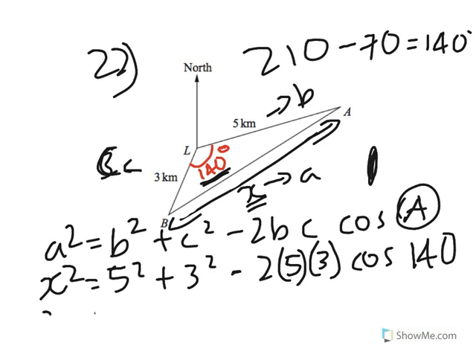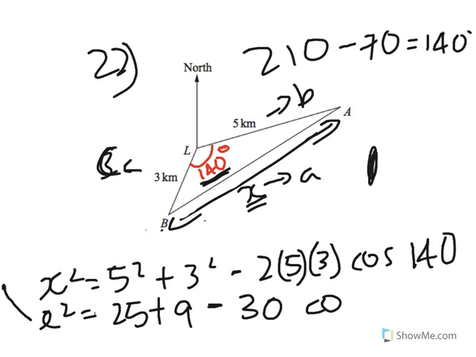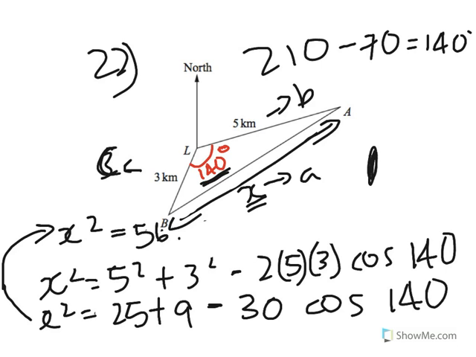Now we just have to solve for x. So x squared is equal to 5 squared, 25, plus 9 minus 2 times 5 times 3, which is 10 times 3, which is negative 30, cosine of 140. I'll continue up here. Put this on your calculator, and you're going to get something like x squared is equal to 56.981, and so on.